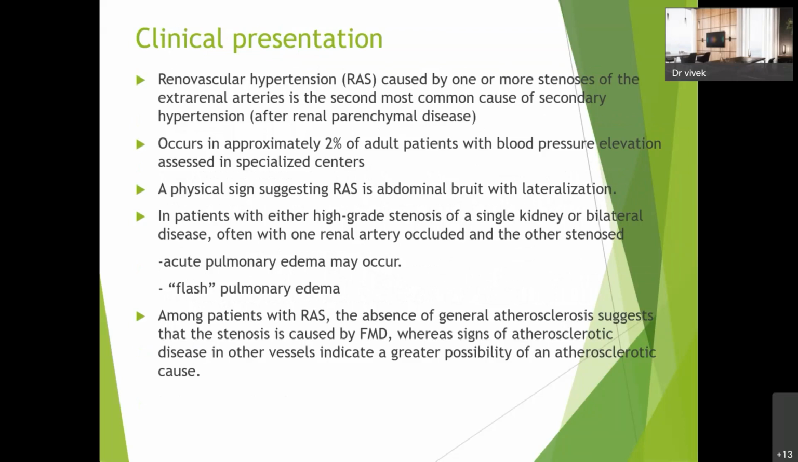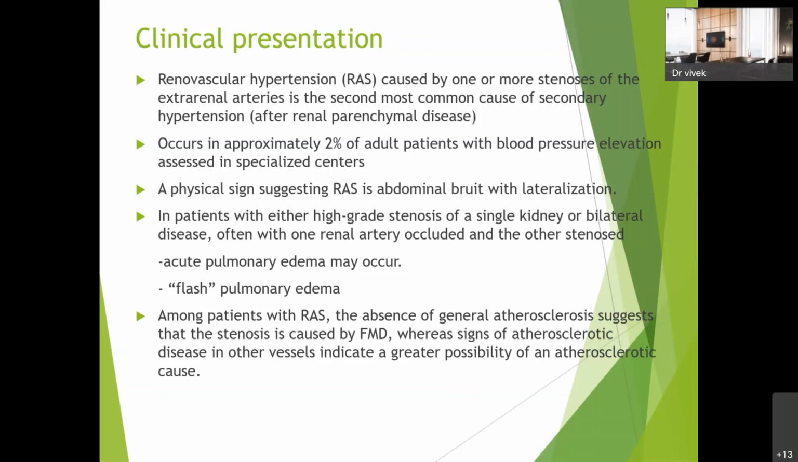So, clinical presentation. Renovascular hypertension caused by one or more stenoses of the extrarenal artery is the second most common cause of secondary hypertension. Basically, secondary hypertension is one in which medical treatment management fails to control the hypertension. It occurs in approximately 2% of adult patients with elevated blood pressure assessed in specialized centers. In renal artery stenosis, an abdominal bruit can be noted with lateralization.